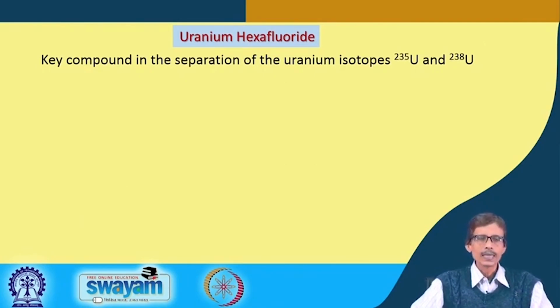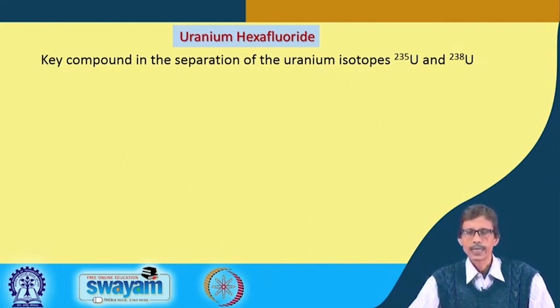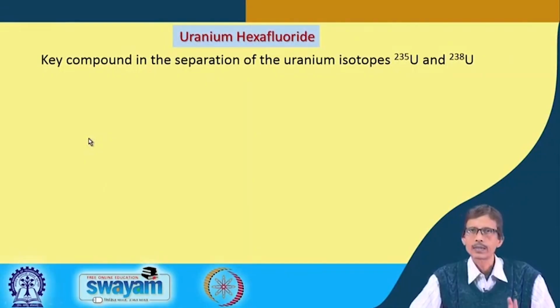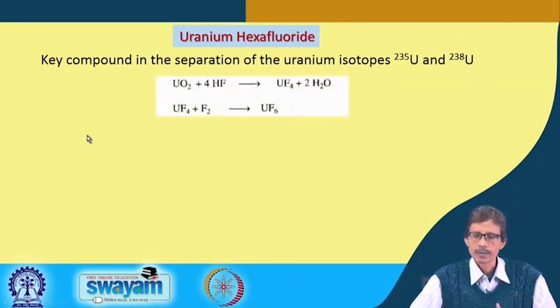So, it is basically the most important compound in the separation of uranium isotopes. We get two isotopes, one is 235 and the other 238. So, you can get the corresponding hexafluorides and we can separate them from their typical properties. That means your physical properties will be different for these two isotopes and we can separate them out.